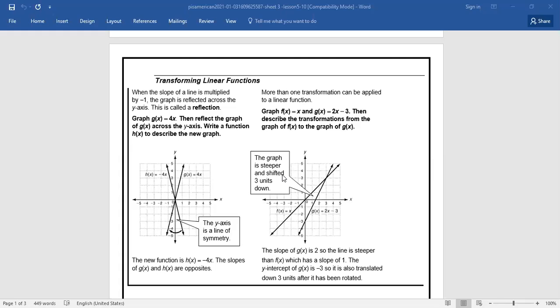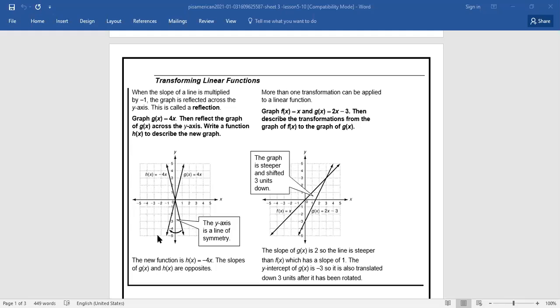Once you want to make a reflection across the y-axis, we multiply the slope by -1. Or even if we give you the two functions already, g of x equals 4x and f of x equals -4x, you will recognize that this is a reflection across the y-axis. And then we will represent it graphically.